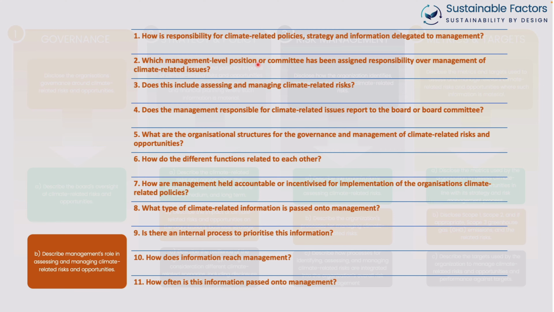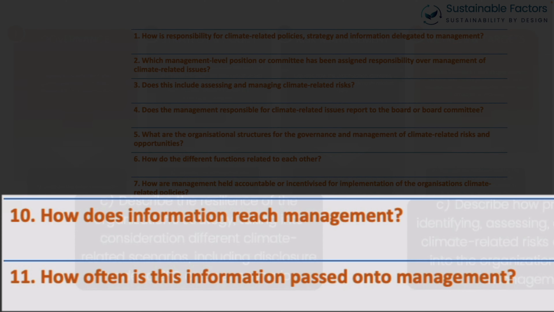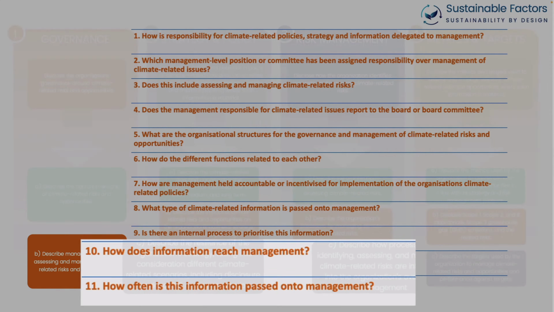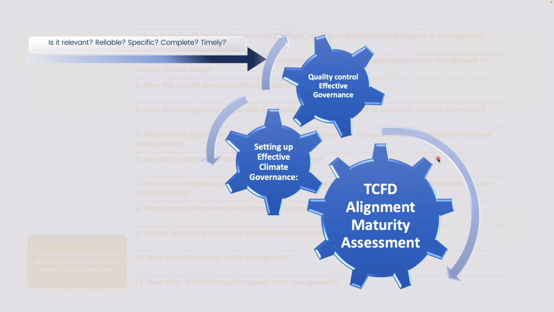So take, for example, question 10 and 11 here, which says, how does information reach the management and how often is this information passed on to management? So basically, they're asking you about the current processes and capabilities and frequency of execution. But now we see, again, practical issues begin to emerge, or should I say practical issues in how to apply the questions and answers, how to make them useful. So let's look at the practical issues in some more detail here.